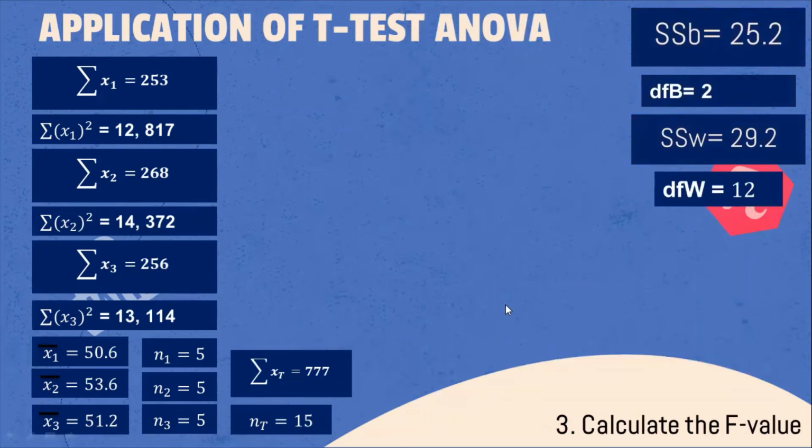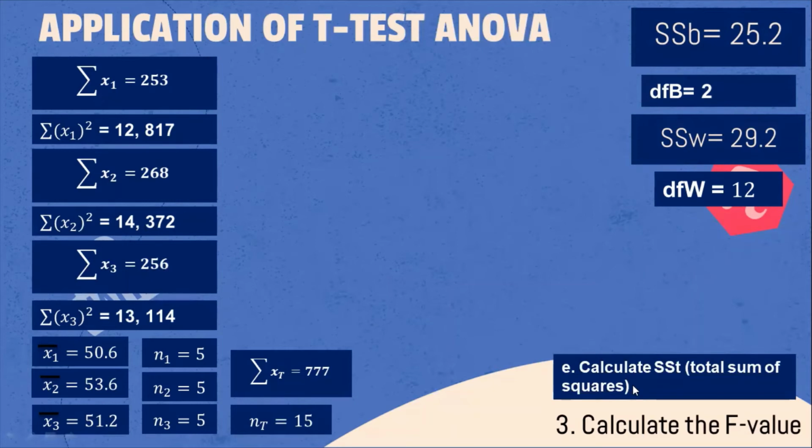I hope you are still with me. Let's now follow the next step. Calculate the SST, or the total sum of squares. Always remember, the summation of the square of x sub t is equal to 40,303. Where did we get this?